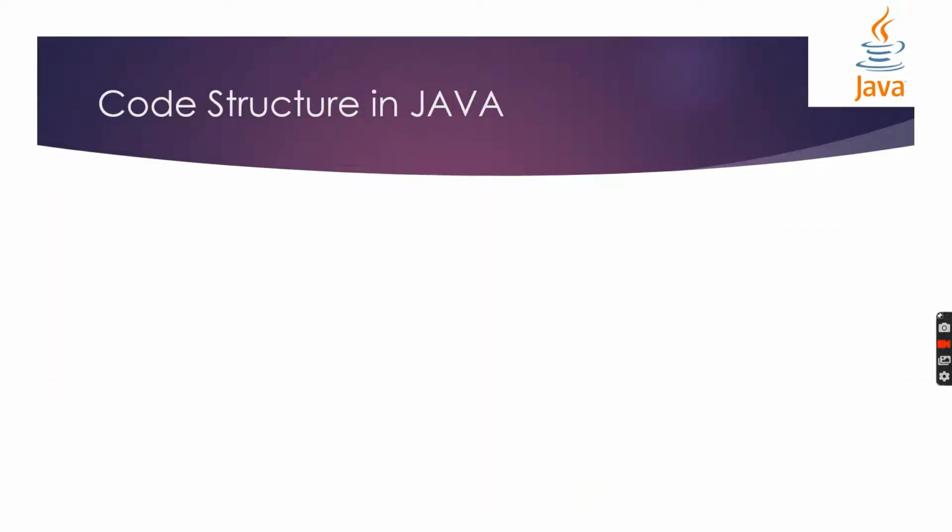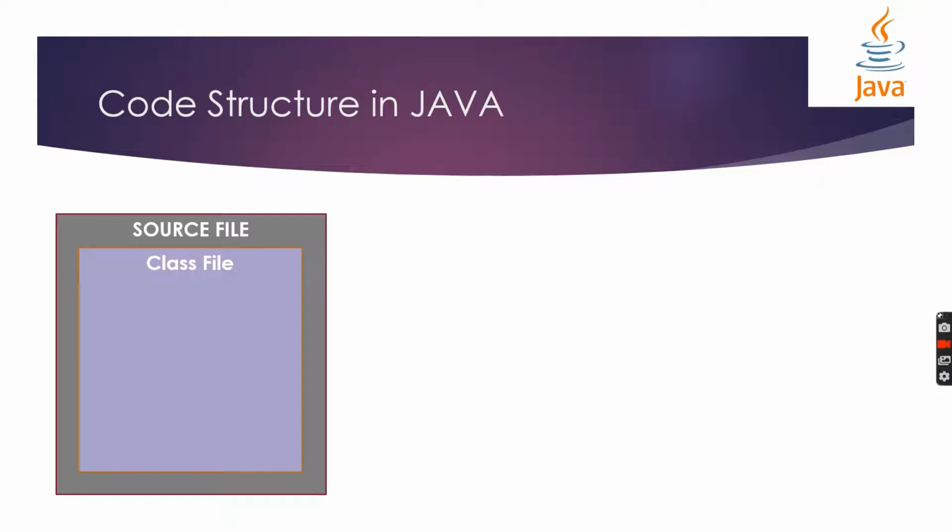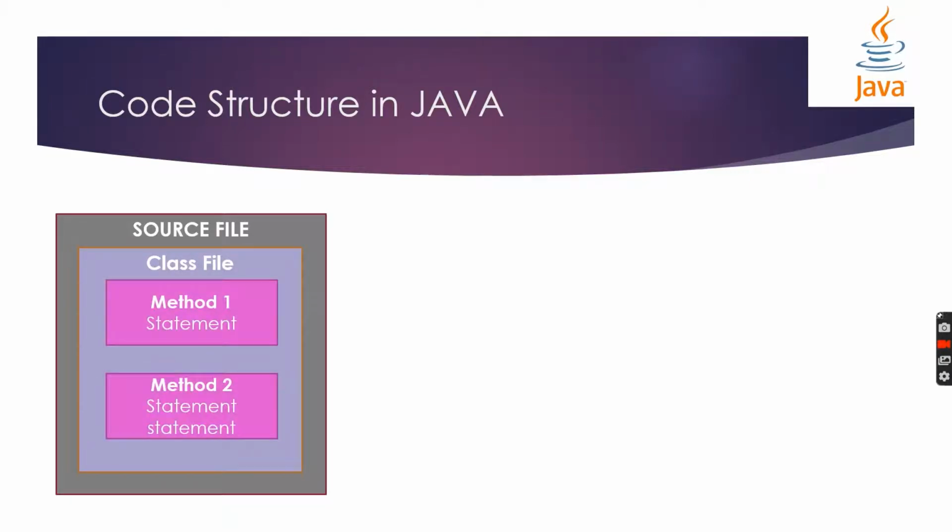Code structure in Java. This is the source file. Put a class in a source file, put a method in a class, and put a statement in a method.